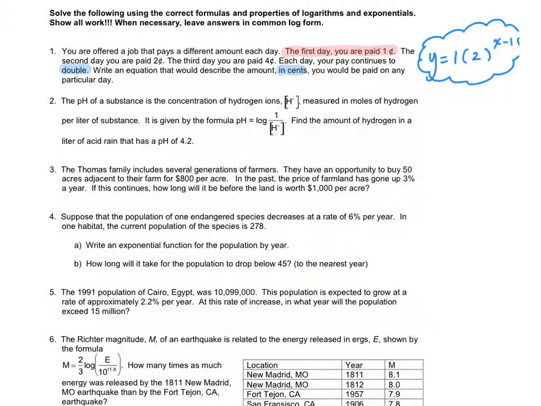Find the amount of hydrogen in the liter of acid rain that has a pH of 4.2. So let's say that this is x, because that's the amount that they want us to find. And they just gave us the pH to be 4.2. So this is given. So they want us to find the H+. So let's replace that by x and put 4.2 for the pH.